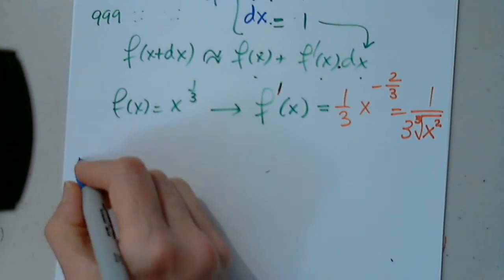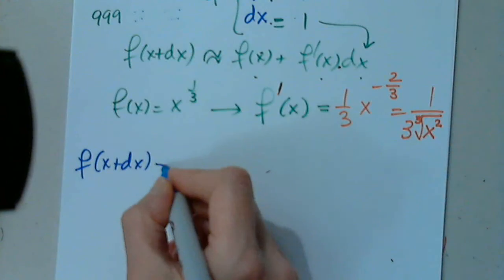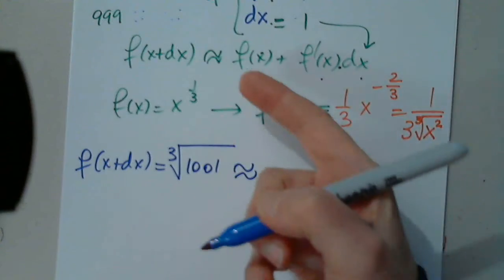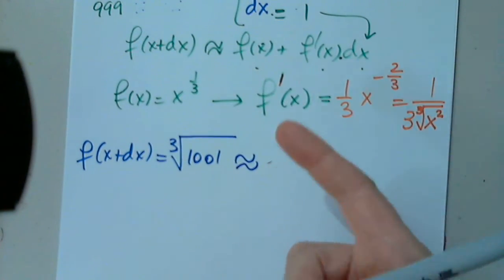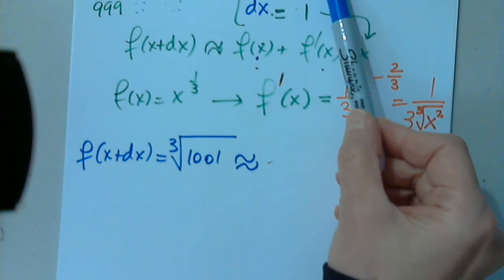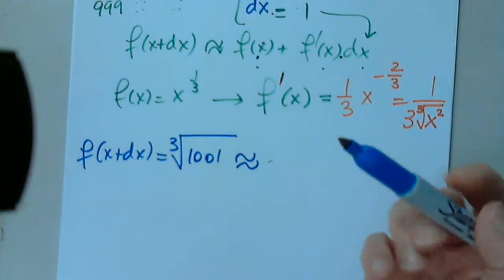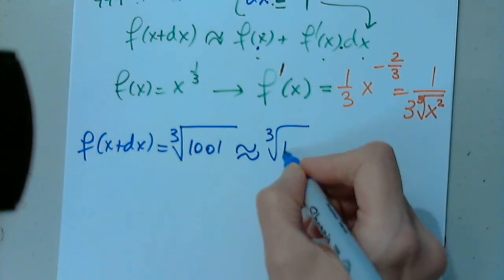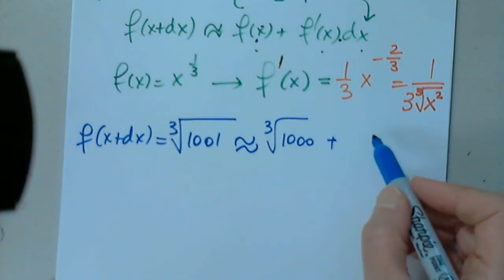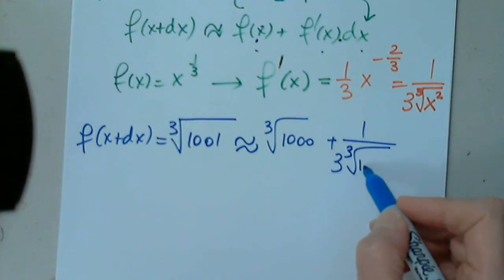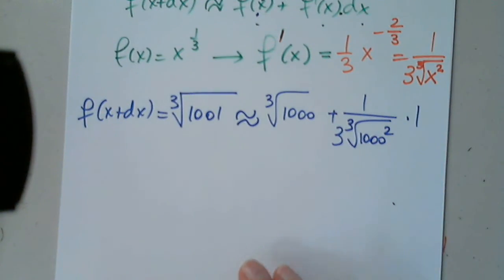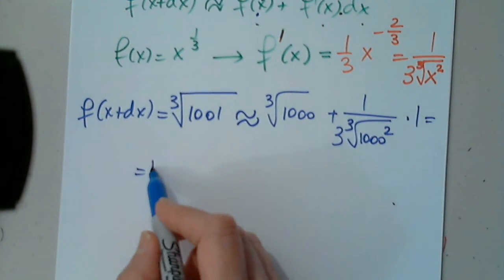So I'll copy f of x plus dx, which is the cube root of 1001. I'll put the squiggly equals sign because they're not equal. Can anyone tell us what is f of x? The cube root of 1000. Let's write it. The cube root of 1000, and then plus 1/3 the cube root of 1000 squared times dx that you told me is 1.